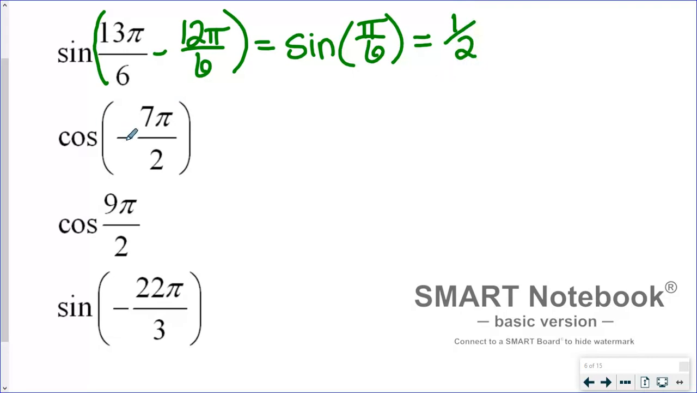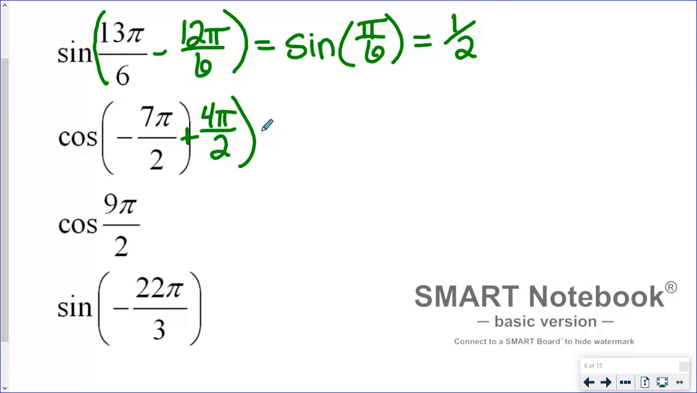Okay, so now we have cosine of negative 7 pi over 2. Is negative 7 pi over 2 on my unit circle? Are any negative angles on my unit circle? No. So I'm going to start here and add 2 pi, which is 4 pi over 2. Do we all agree that 4 over 2 is 2? Sweet. We're getting there, people. We're going to think mathematically this morning eventually.